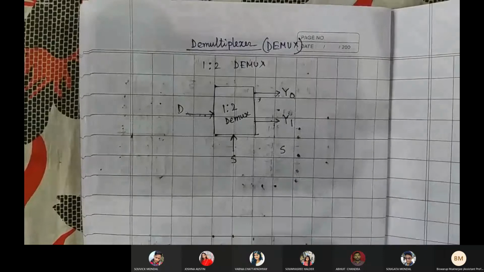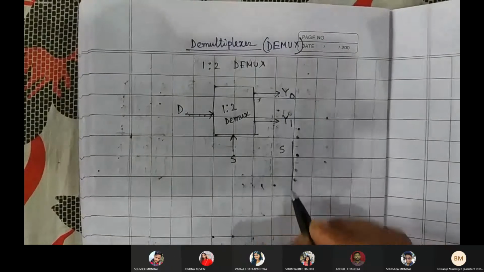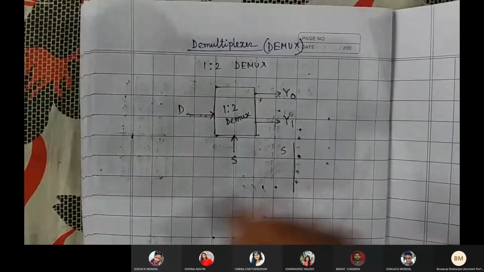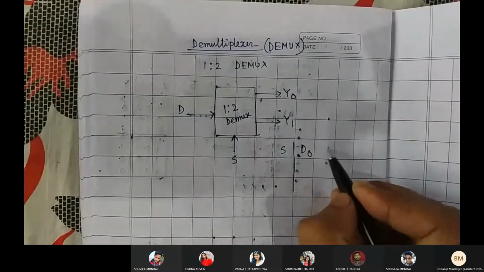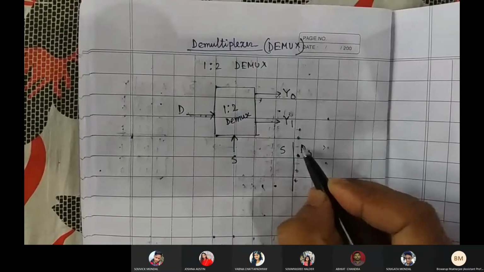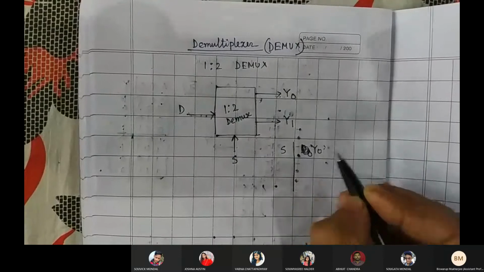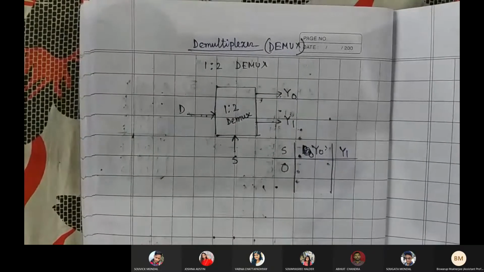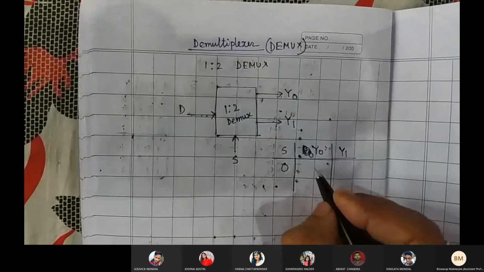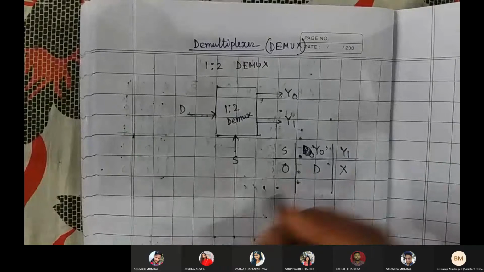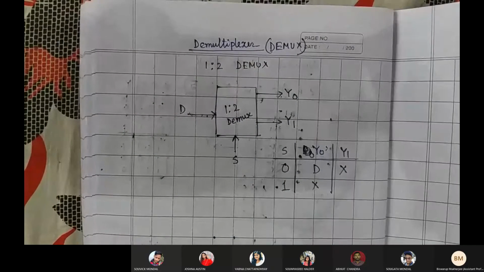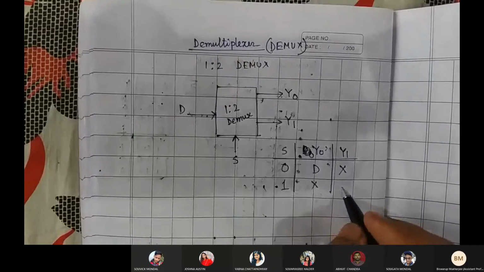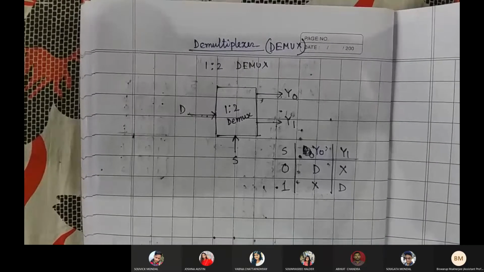So we can write down the truth table like this: the S value is the input, and the outputs are Y0 and Y1, right? If the S value is 0, then Y0 is D, Y1 is don't care. If the S value is 1, then Y0 is don't care, Y1 is actually D, right?